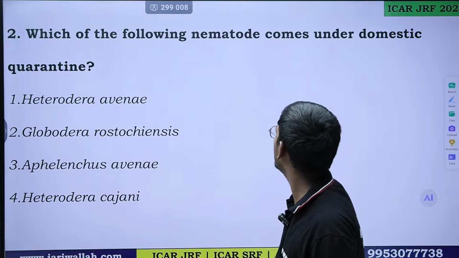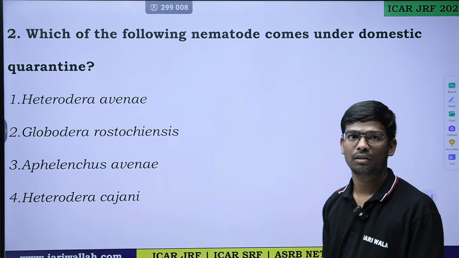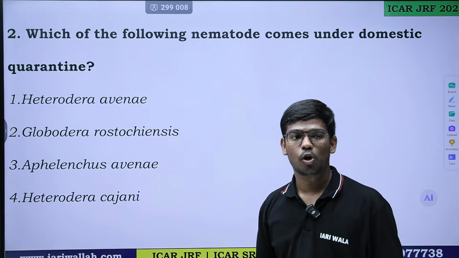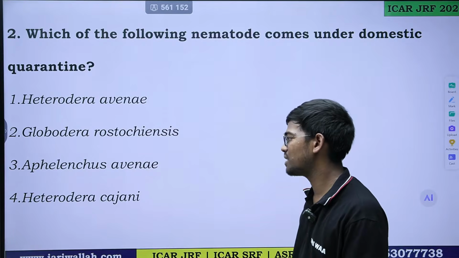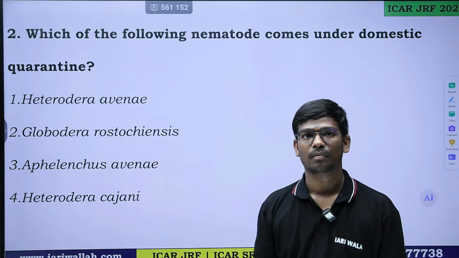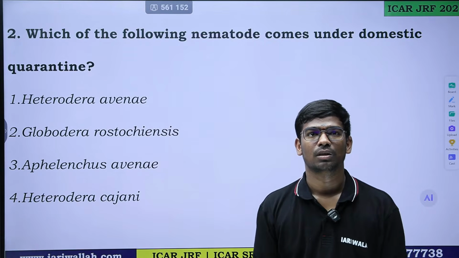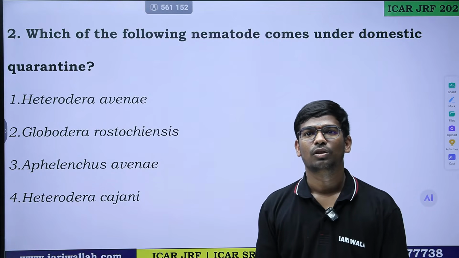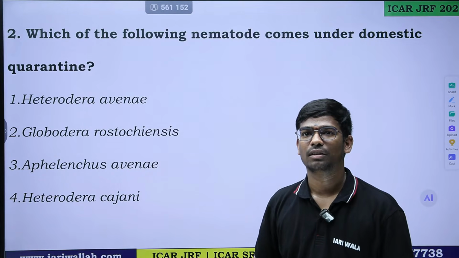Which of the following nematodes comes under domestic quarantine? Heterodera avenae, Globodera rostochiensis, Ephilinchus avenae, or Heterodera kazani. So which of the following nematodes comes under domestic quarantine?